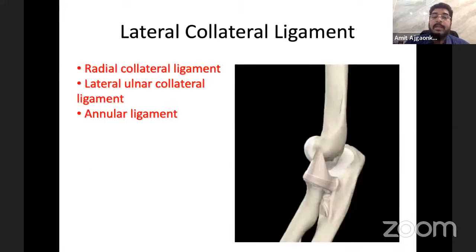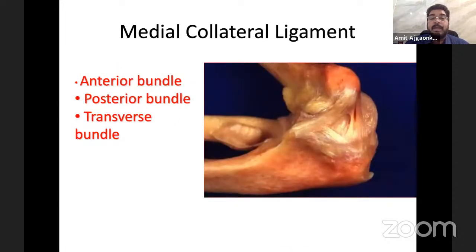That's the lateral collateral ligament, which is very important. And amongst that, the ulnar lateral collateral ligament is the most important, and not the radial or the annular ligament. Amongst the medial collateral ligament, it is the anterior bundle that is very important, because this is the bundle which is attached to the coronoid, the sublime tubercle at the base of the coronoid.